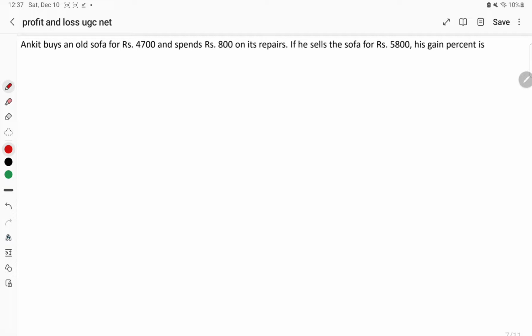The question given is: Ankit is buying an old sofa for rupees 4,700. He has also spent 800 rupees on its repair. If he sells the sofa for 5,800, his gain percentage will be? So simply here, the cost price for the sofa is given, that is 4,700. He is spending 4,700 rupees. It means that it is the cost price.